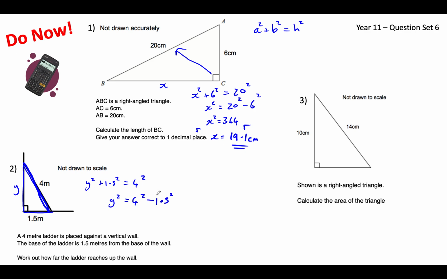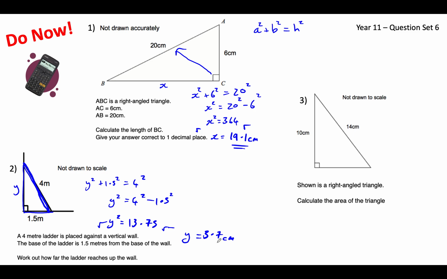Now let's take away the 1.5 squared. So I'm doing the long side squared, take away one of the short sides squared, that will leave the other short side squared. Use your calculator. Don't need to do it in your head. 4 squared, take away 1.5 squared is 13.75. I need to square root that to get to my answer. That's not an r, it's a square root. So I square root it, and I get the answer of 3.7 to 1 decimal place.